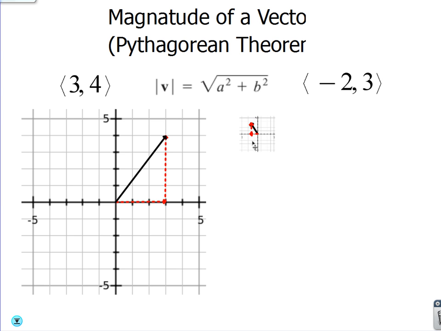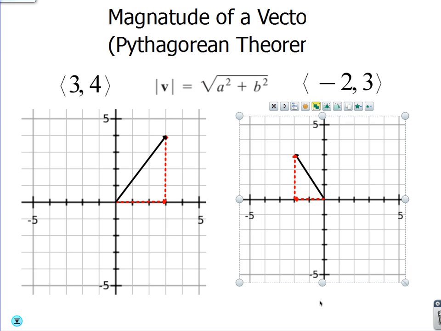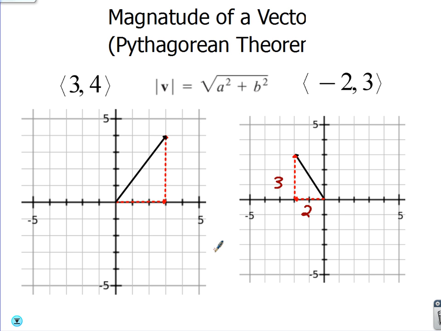-2, +3. There's a picture of that vector. Somebody do that in your head. Your magnitude of that vector would be the square root of what? This is 2, this is 3, A squared plus B squared, you get 13, root 13 would be your magnitude there. Any questions?